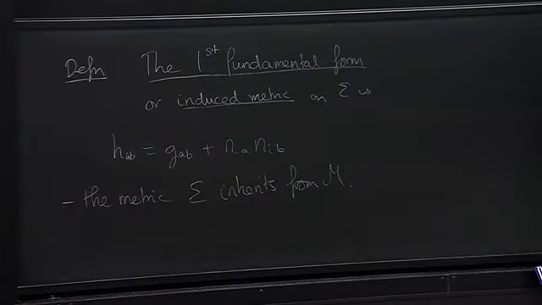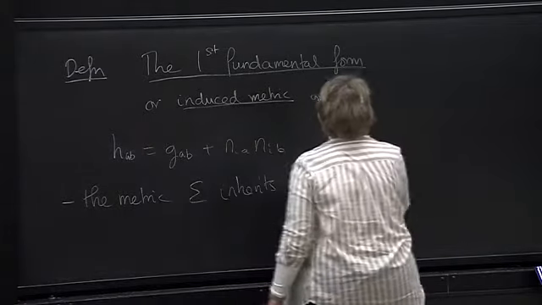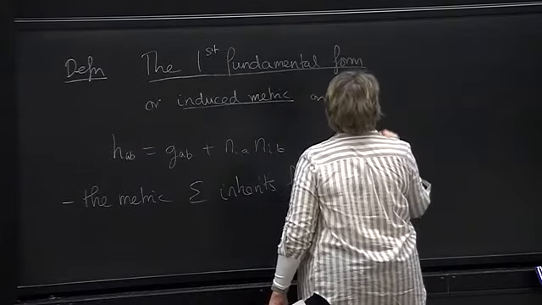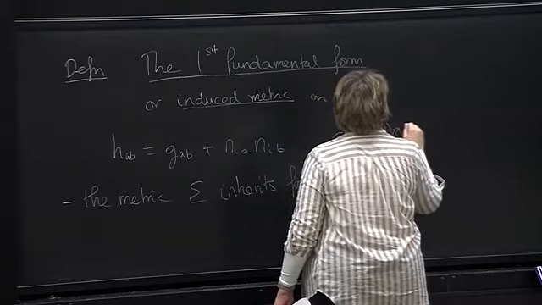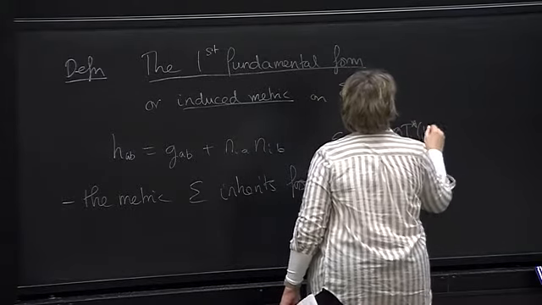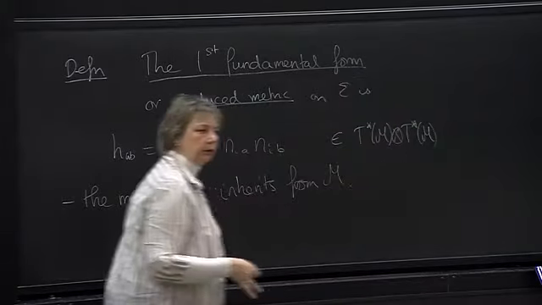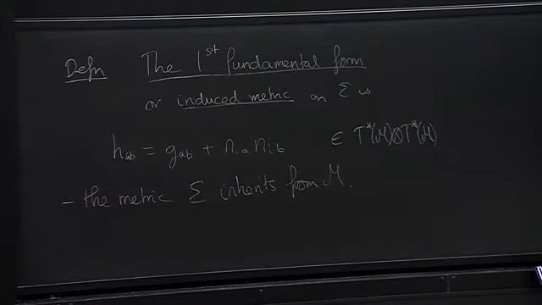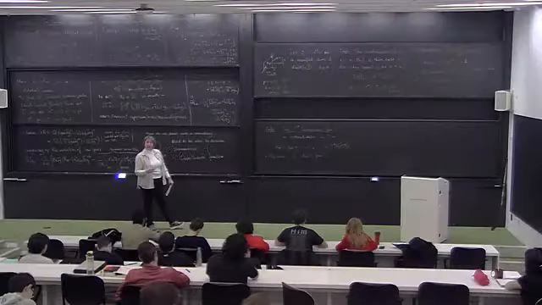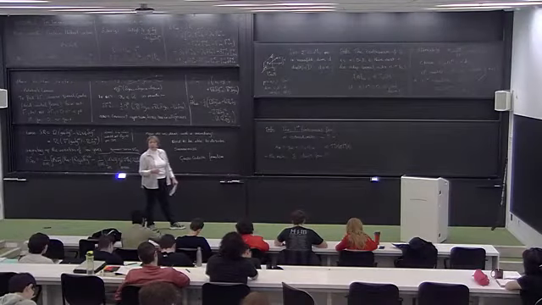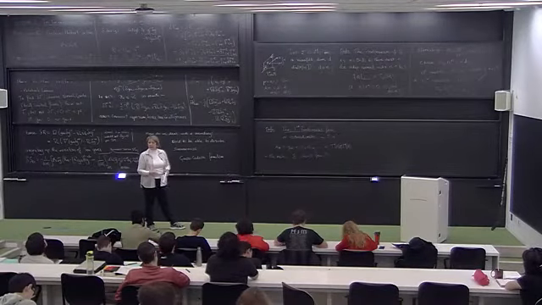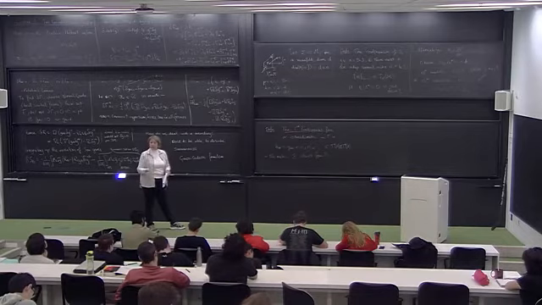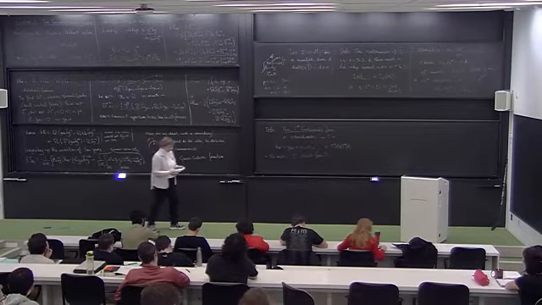So notice this is in the tensor tangent bundle of M. But I could also think, well, hang on, sigma's a manifold in its own right, so can't I actually just express this metric in terms of the tangent space of sigma?